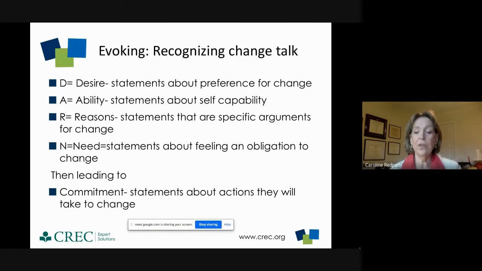So I mentioned the DARN, and they actually use DARN CAT. For those, well, you all probably don't remember, there was a Disney movie a long time ago called That Darn Cat. So I can remember DARN CAT. The CAT part talks about commitment to change. The DARN part talks about the ability to recognize change talk.